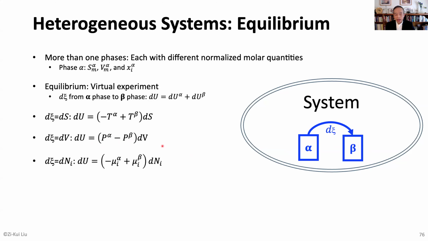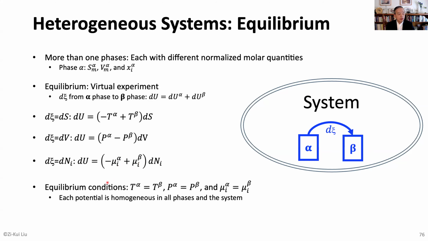We can also move the mass, right? We move dn i from alpha to beta. Then we know the internal energy change is chemical potential times dn. So it'll be minus mu i alpha because we remove dn i from the alpha phase and add it into the beta phase as mu i beta here. Okay. Now we know that if it's equilibrium, that change should not affect the internal energy, as an internal process in equilibrium.